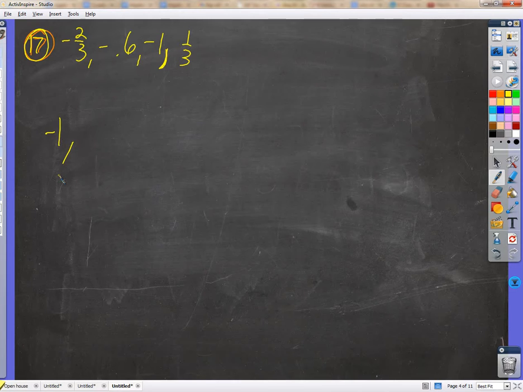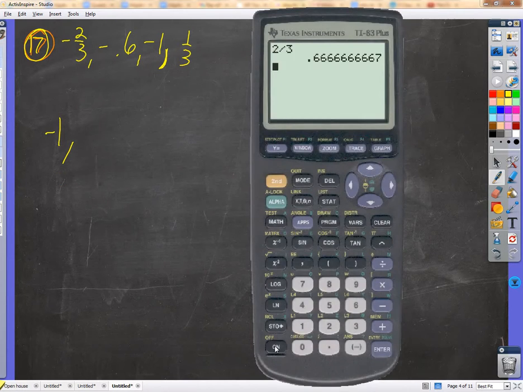And what's next? -2/3 or -0.6? -0.6 is further to the left than -2/3. Why are you sure about that? Okay, so there's one option. We can put it in a decimal. If you were to take out your calculator and do 2/3, you're gonna get an infinite string of 6s. 0.66666 forever.